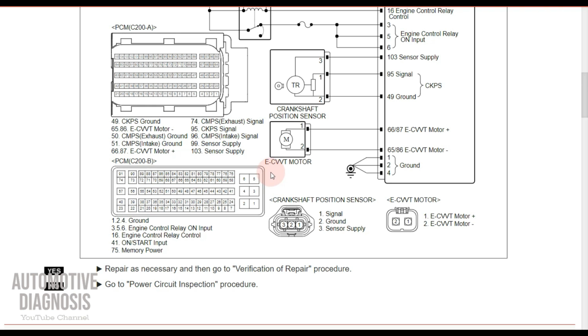So here you see the eCVVT motor, which is connected directly to the engine ECM, the engine control module. And we have just two wires. One of them is the positive, the other is negative, so the power supply and the control line are both connected to the ECM. So you only have two wires and you don't have an oil control valve or VVT solenoid anymore.